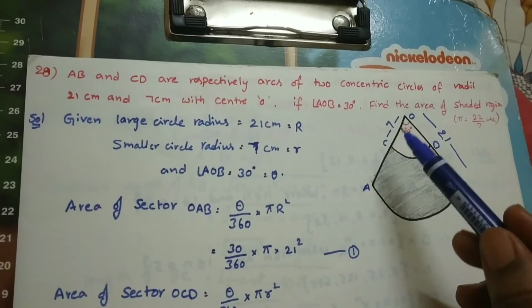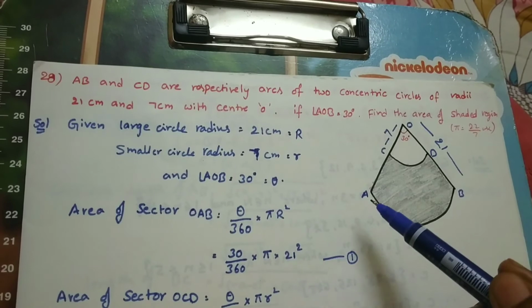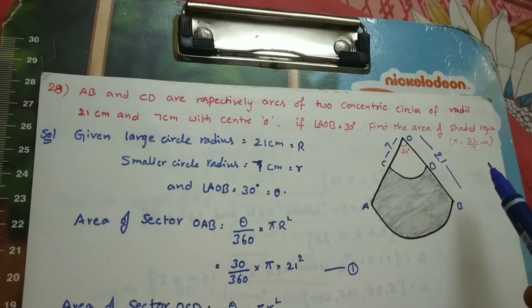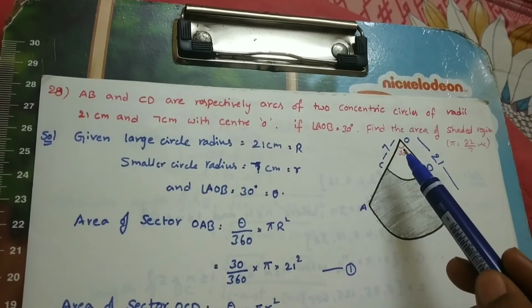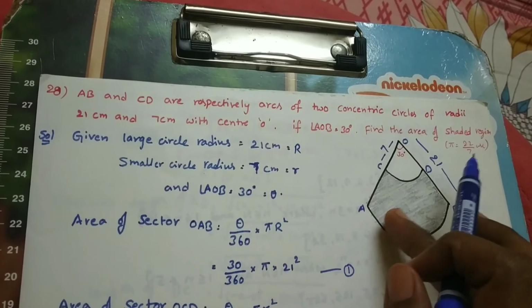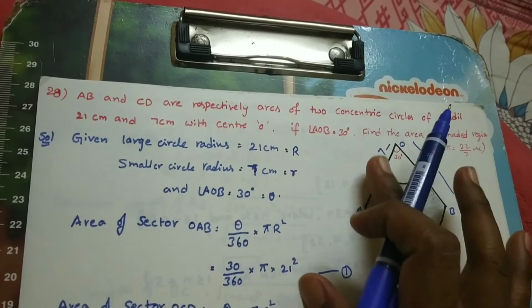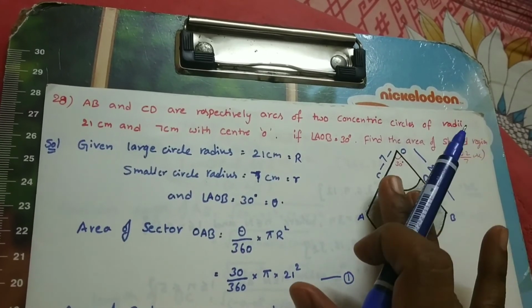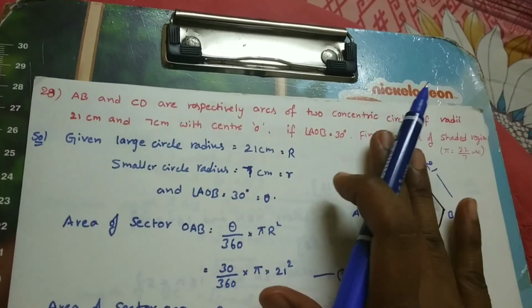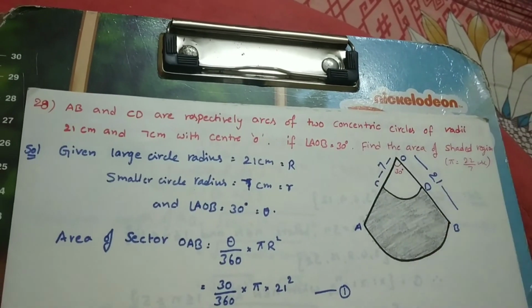These two will be the lengths of the arcs and this is the chord. This full one is the sector. Now angle AOB, the sector angle, is equal to 30 degrees as given. Now we should find the shaded region. How will you get this region? You have to find the area of the full sector, then the small sector area. From the total area, if you subtract the smaller sector area, you are going to get the shaded region.